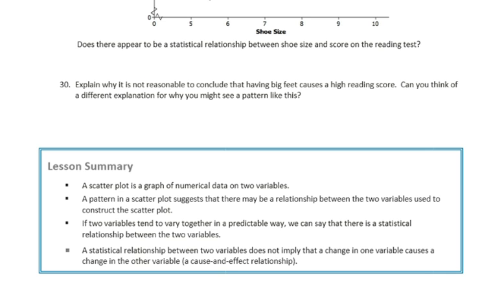What we talked about, there's a scatter plot. A scatter plot is data on two variables. Sometimes a pattern exists in a scatter plot. If the two variables vary in a predictable way, there is a statistical relationship between those two. Just because there's a statistical relationship between those two variables does not mean that they're a cause and effect relationship. Try those two questions, see how well you do, and bring those to class.